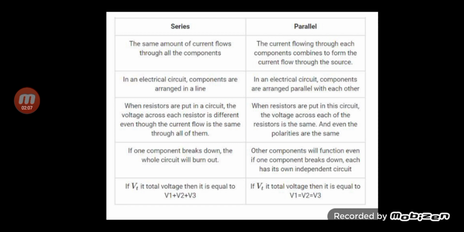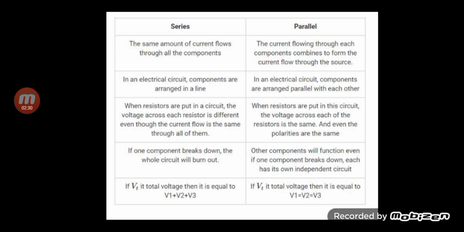In a series circuit, in an electrical circuit, components are arranged in a line. As the name indicates, they are present in series. They are arranged in series. They are connected in series. But in a parallel circuit, components are arranged parallel with each other. Hence, the circuit is named a parallel circuit.